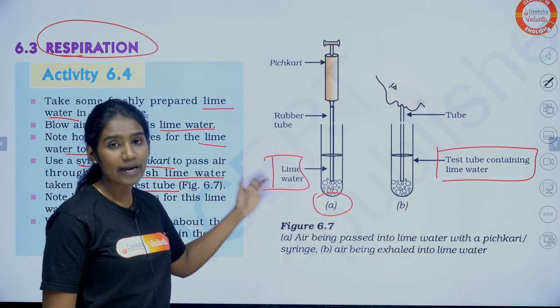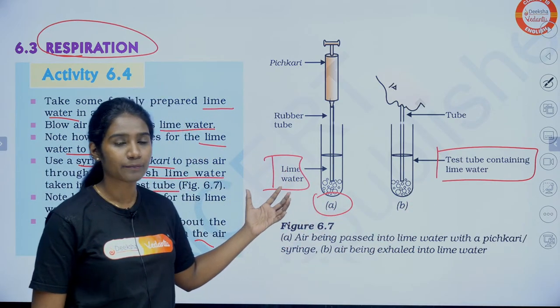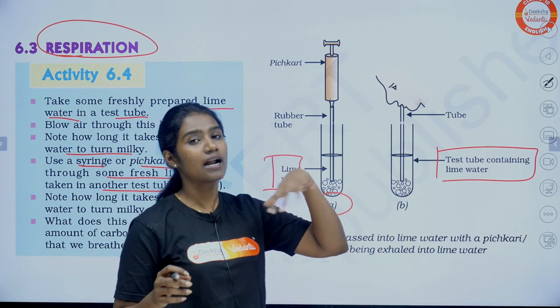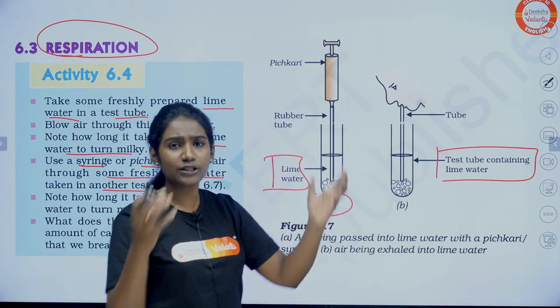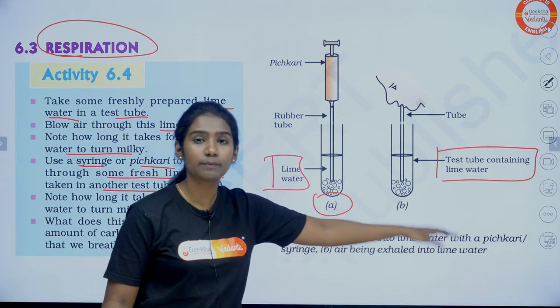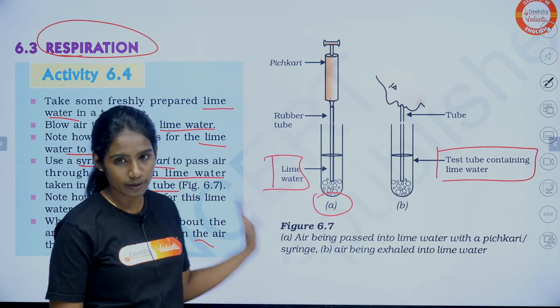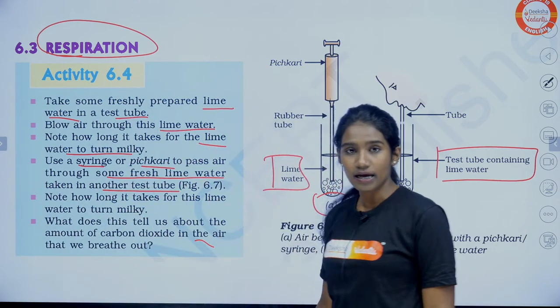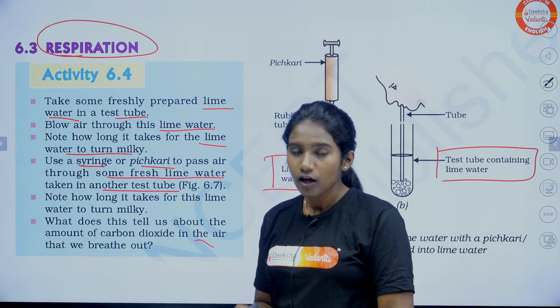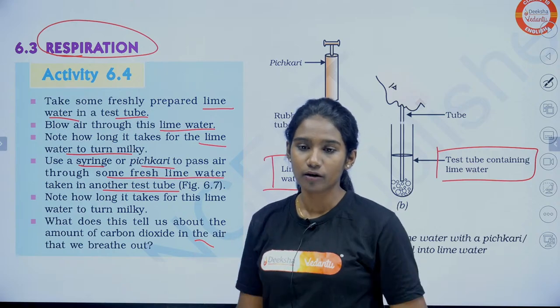Whereas in test tube A, it does not turn so fast because, see, in our atmosphere, along with carbon dioxide, there are other gaseous substances present. Because of that, test tube B turns milky faster compared to test tube A. So this activity is done to prove that when we exhale, we exhale a large amount of carbon dioxide.